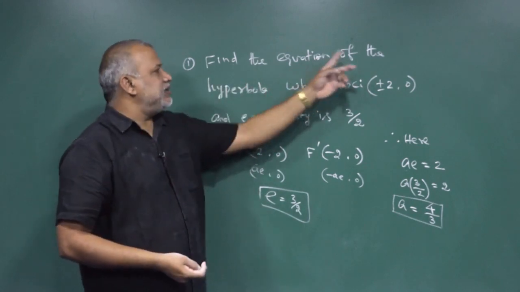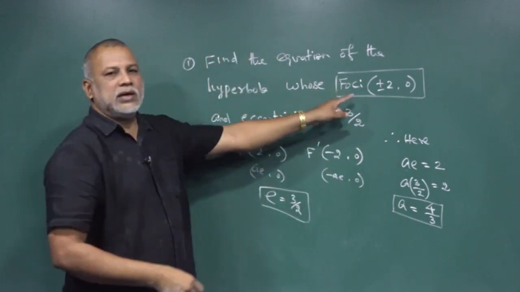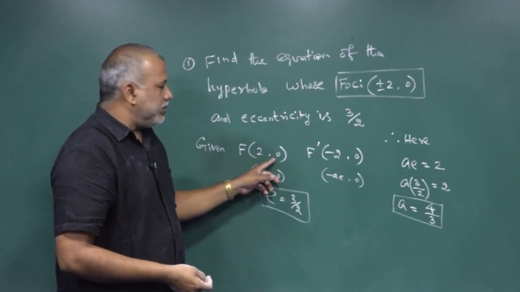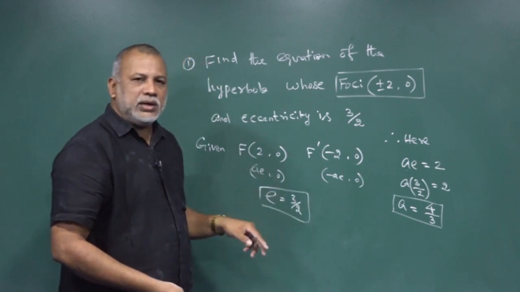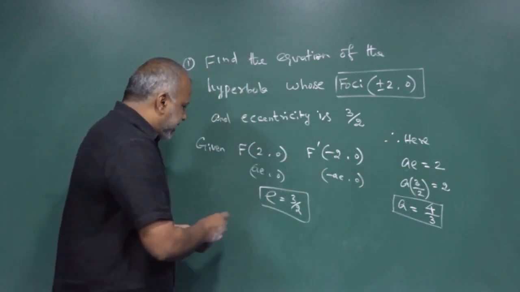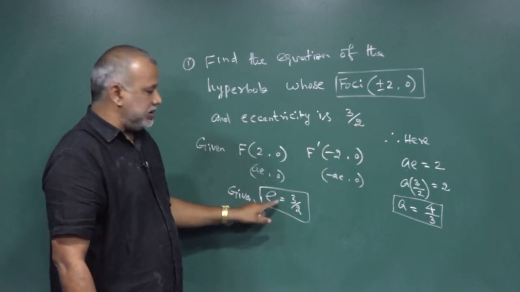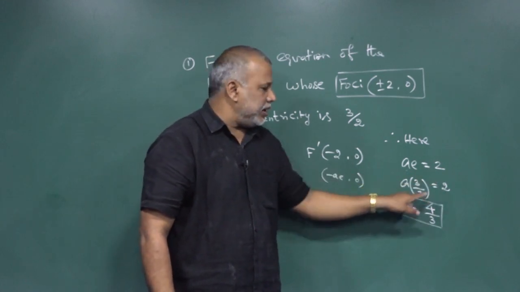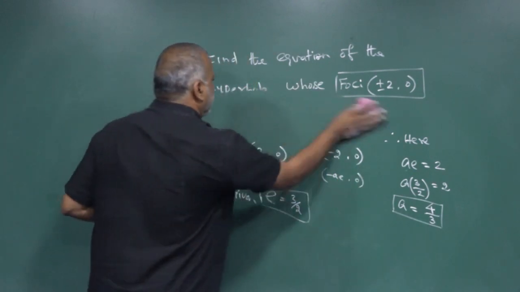See, find the equation of the hyperbola. Foci are given, plus or minus 2, 0. Foci are generally denoted by F(2, 0) and F dash (minus 2, 0), that means (AE, 0) and (minus AE, 0). Here AE equal to 2. In your given data, E is also given: eccentricity is 3 by 2. Instead of E, I am substituting 3 by 2. Cross multiplying, 2 into 2, 4 divided by 3. This is the value of A.